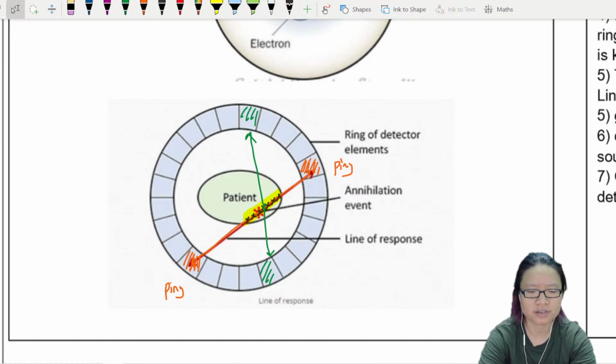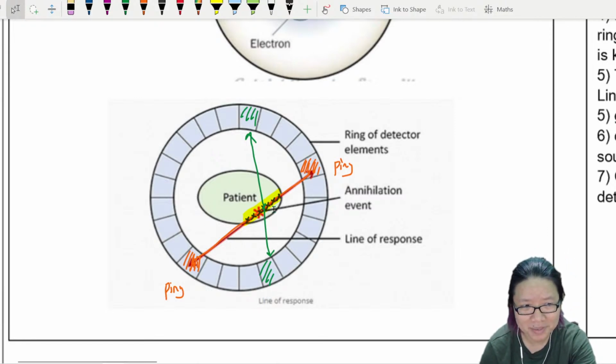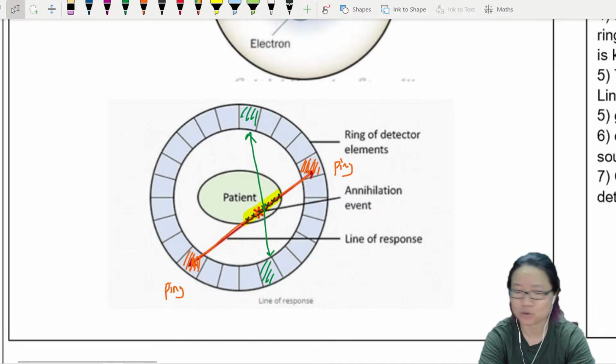They call it a tracer because it traces. It's like you are following, you are trying to pick up the places where the tracer is going.